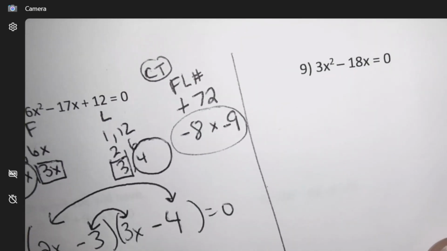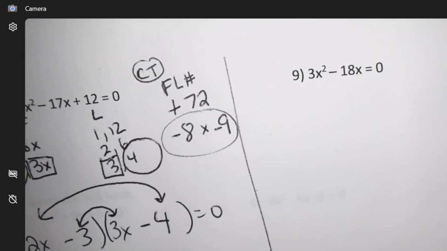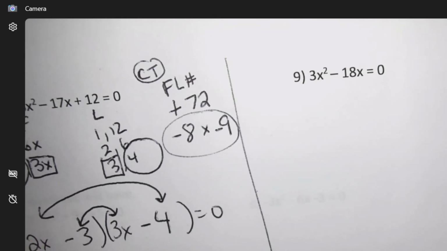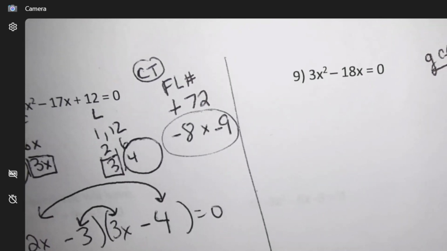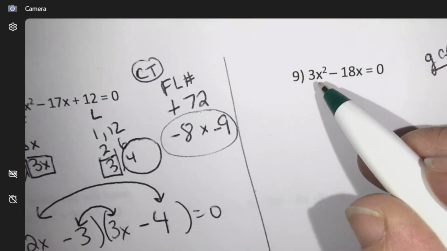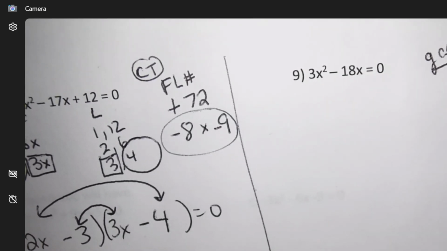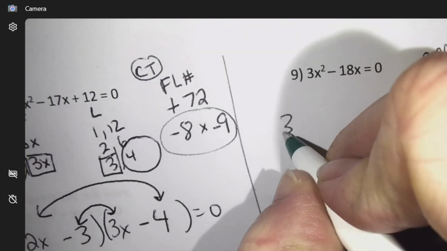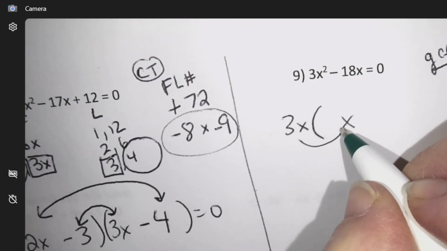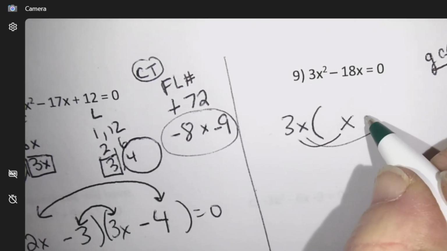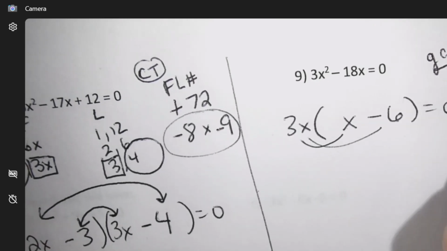Okay, number 9, 2 variables equals 0. That's all there. So now factoring, look it over. Which style? GCF is the pick. So what can you take out of those 2 items? What's the most you can take out? 3x. Okay, I always go for the most that you can take out, right? That's what you're looking for. So 3x times x and 3x times negative 6.